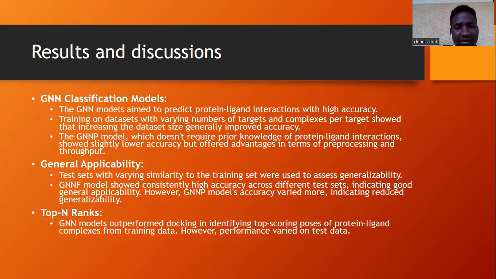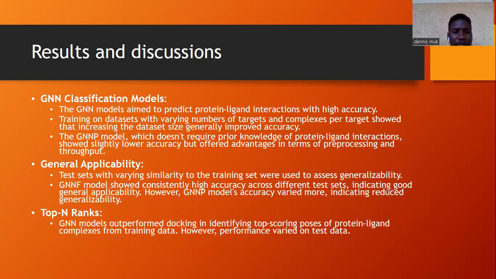Test sets with varying similarities to the training set were used to assess generalizability. Our GNNF model showed consistently high accuracy across different test sets, indicating good general applicability. However, GNNP model's accuracy varies more. So basically here they're trying to compare GNNF and GNNP.